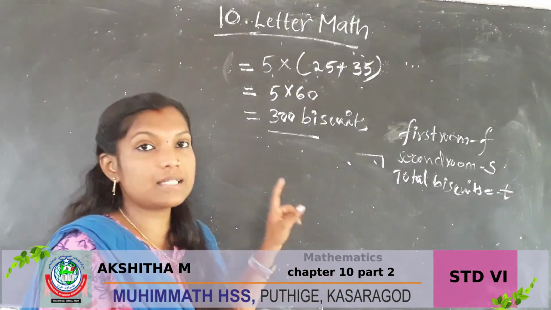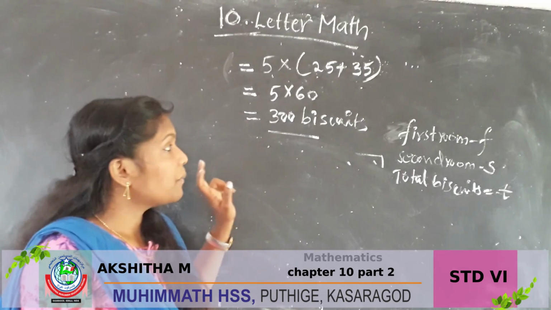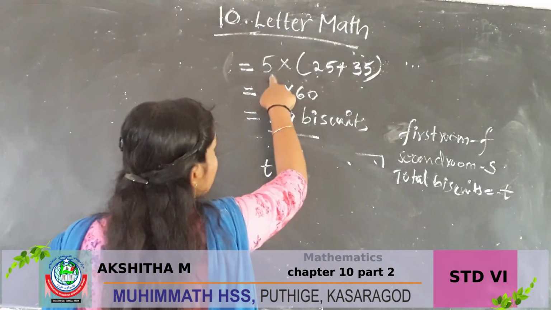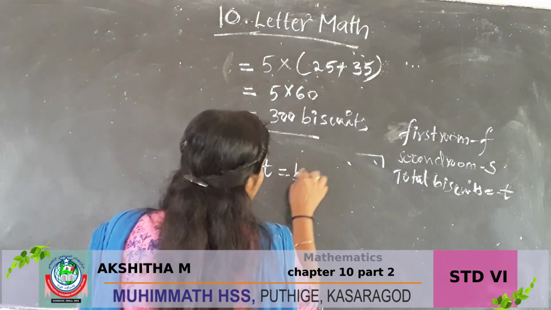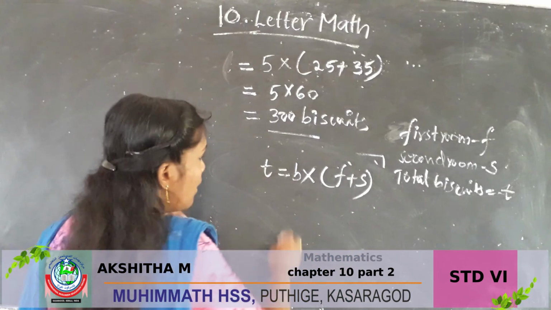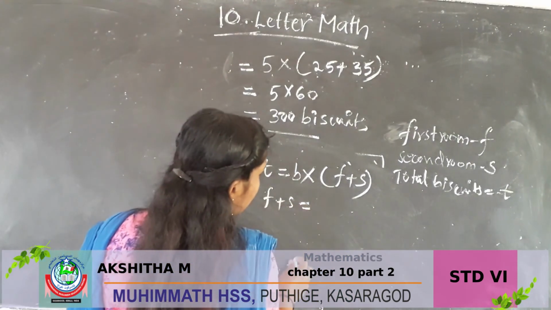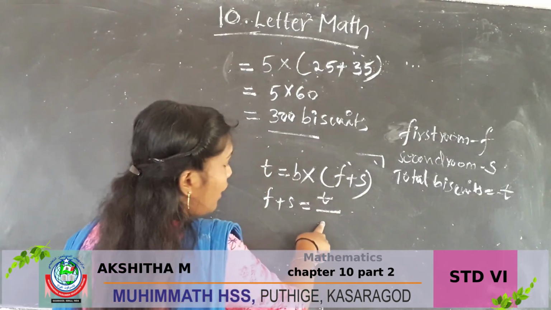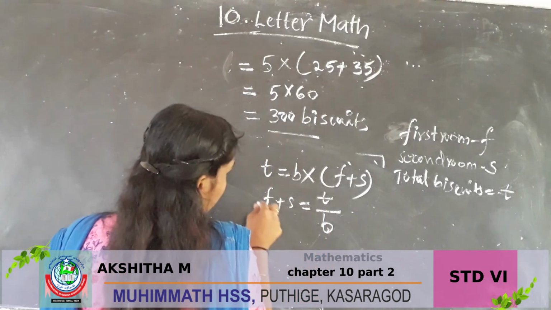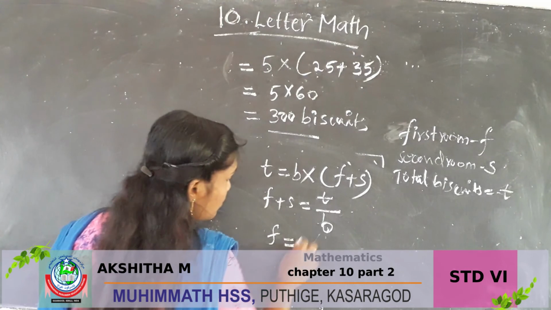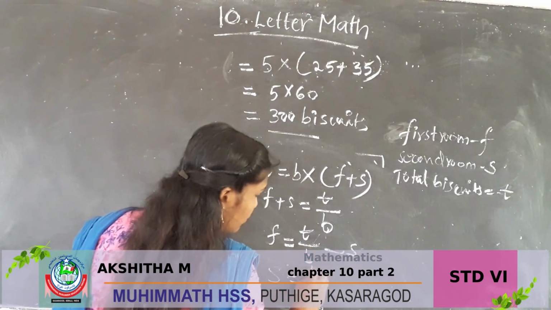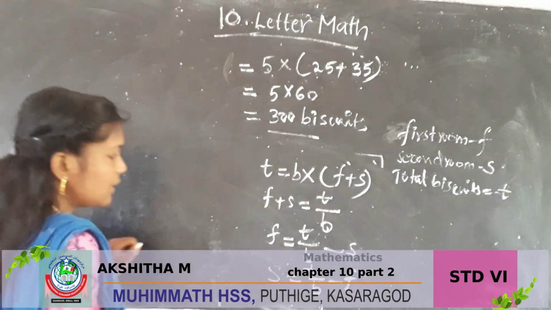Third question: if the number of biscuits given to each is taken as B, how can we write the relation? T is equal to, here you can see 5. This 5 we have to write as B. So B into F plus S. We can write the relation like this. So F plus S is equal to total divided by B. Next, F is equal to T by B minus S. S is equal to T by B minus F. Is it clear?